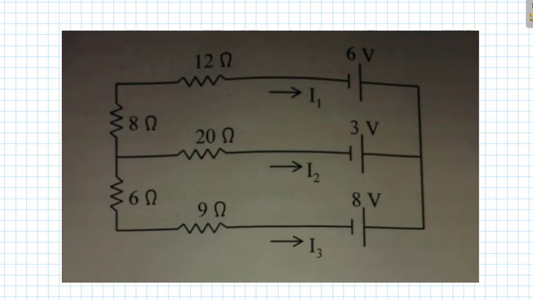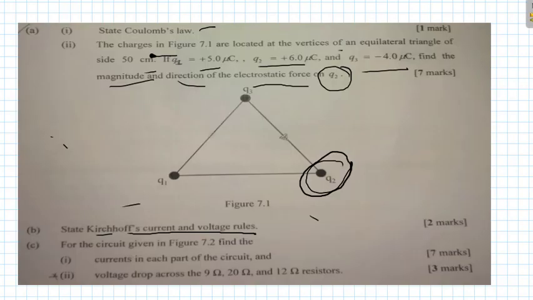So we have this diagram, and we are told that we need to find the currents in each part of the circuit. Apart from the currents, we also need the voltage drops across these resistors.